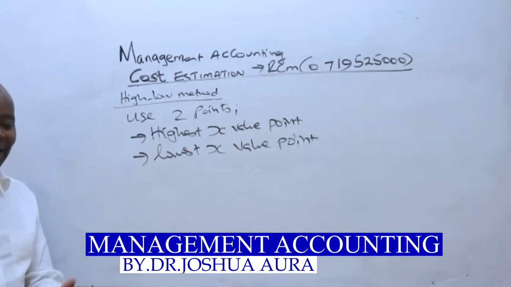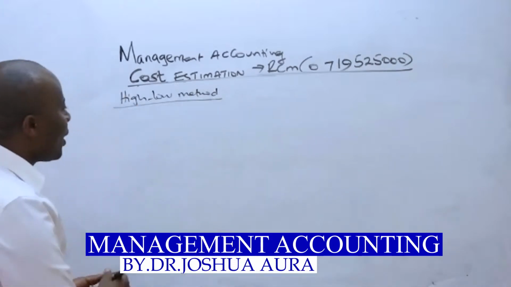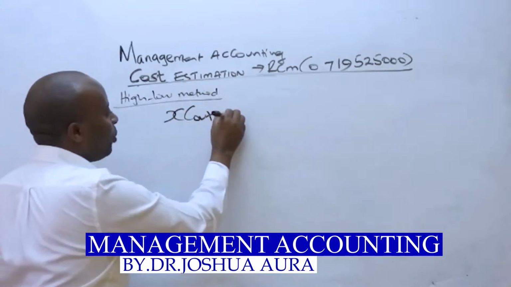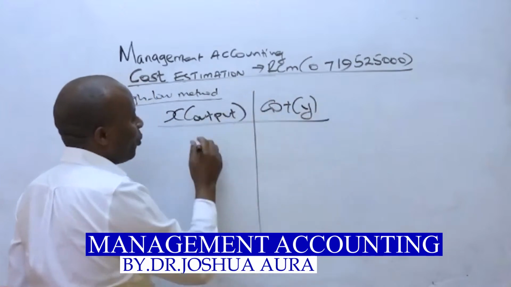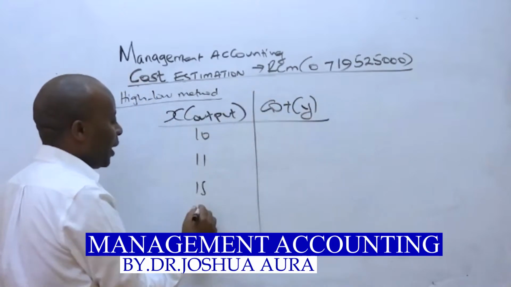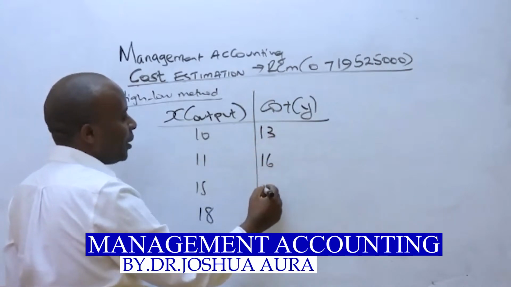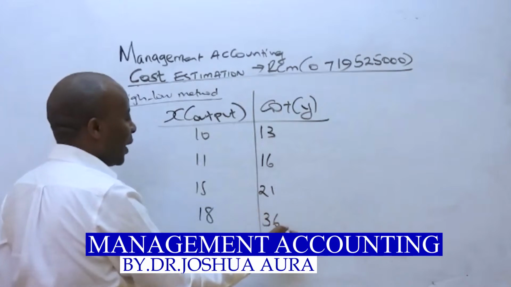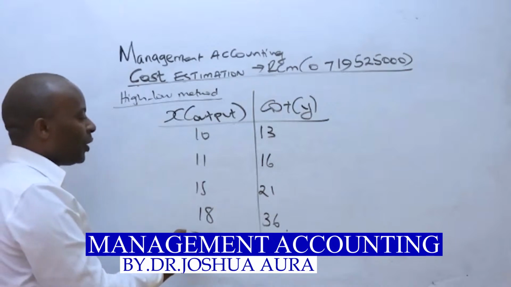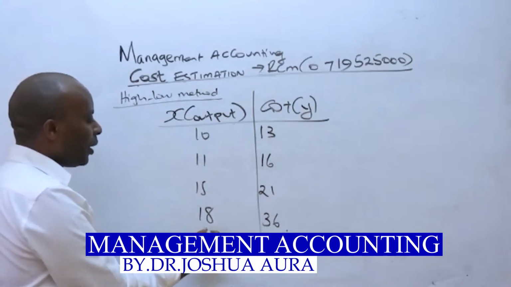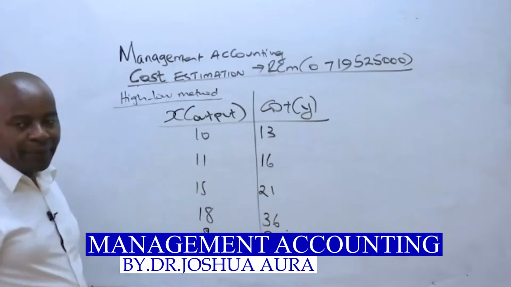Now, how does this operate? Illustration. Ladies and gentlemen, for the high-low method, if you are given X as the output, and then costs, which will be our Y, they tell you for X: 10, 11, 15, 18. And for Y we have 13, 16, 21, 36. And perhaps in this case I could have something like 8 vis-a-vis 9.